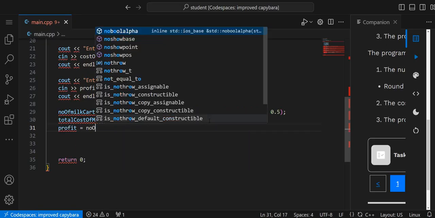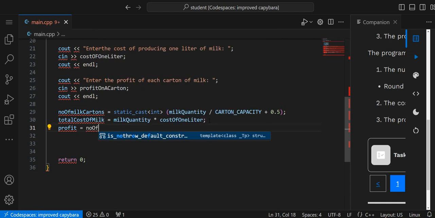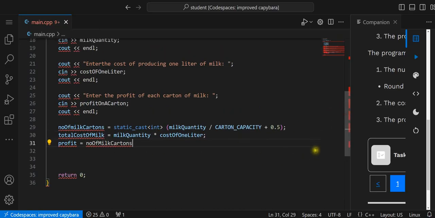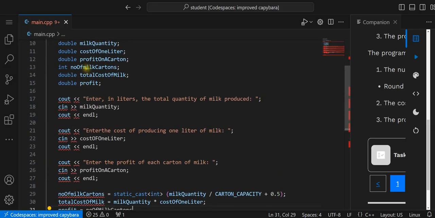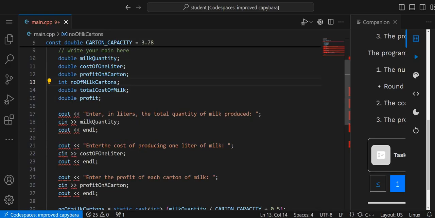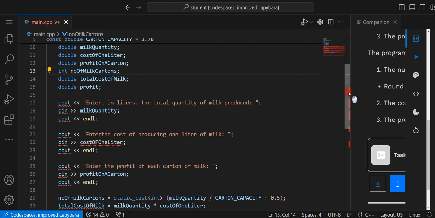Number of milk cartons. Oh, come on. Milk cartons. I messed that one up too. Yep, I sure did. Camel casing. Profit on a carton. Cost of 1 liter. Milk quantity. Just checking the rest of them, but I guess I've got them all right now. Alright, so there we go. Cost of 1 liter.